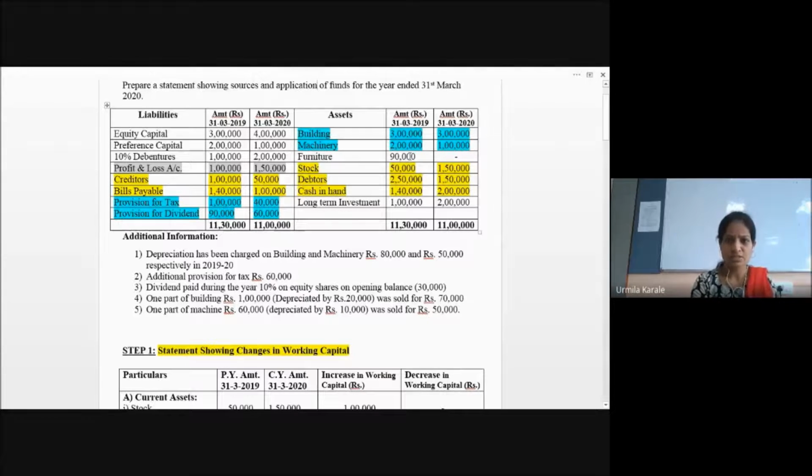So sale of furniture, sold means you will get the money. This cash will be on the sources side of fund flow, and this has increased means you have paid for investment. 1 lakh more invested means application side of fund flow. It will go directly if you haven't created the account. If you have created accounts, then we will take amounts from there, right?